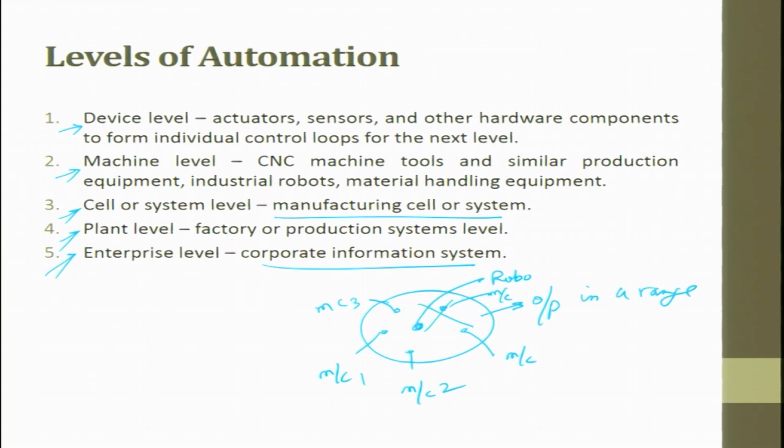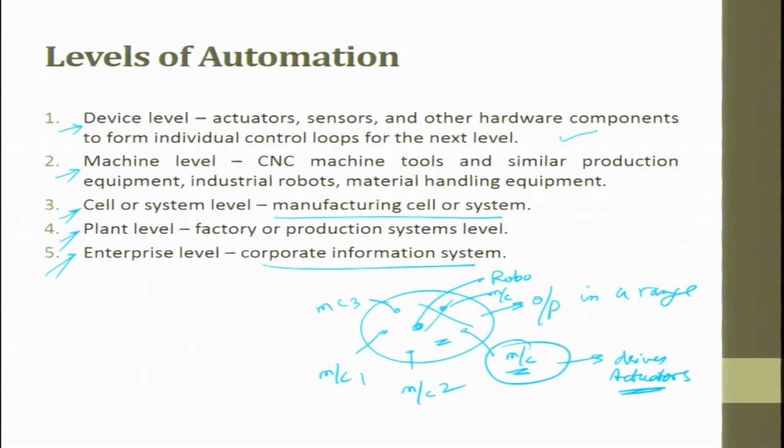Clear? So, then machine level is you try to take one machine and inside a machine you try to do automation, for example CNC machines, and device is nothing but an actuator, sensor and the other hardware components. Inside a machine you have drives, you have actuators. So, those are the lowest level of automation. Machine is the next, the cell is the third, several of these put together forms a plant, and several of these plants put together forms an enterprise. So, these are the various levels of automation.